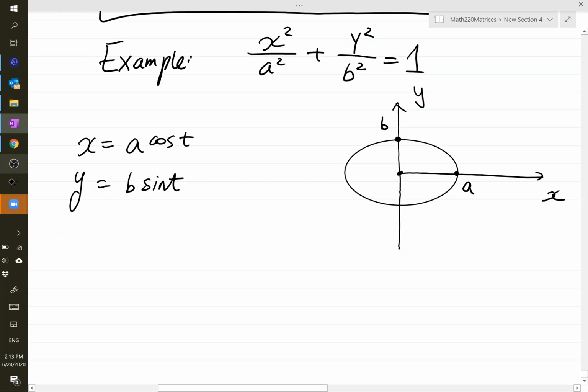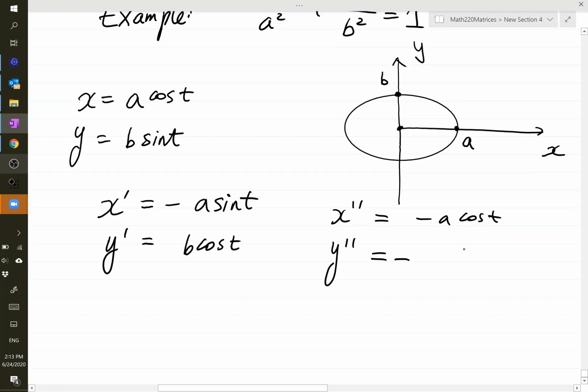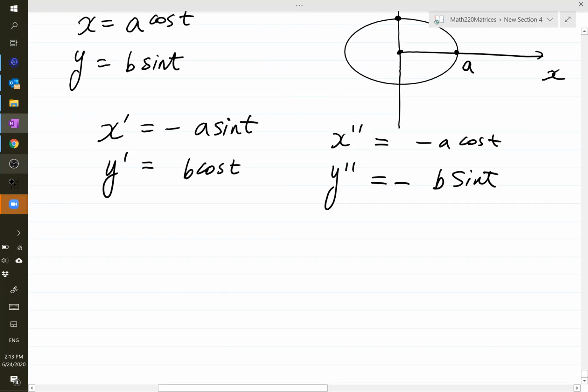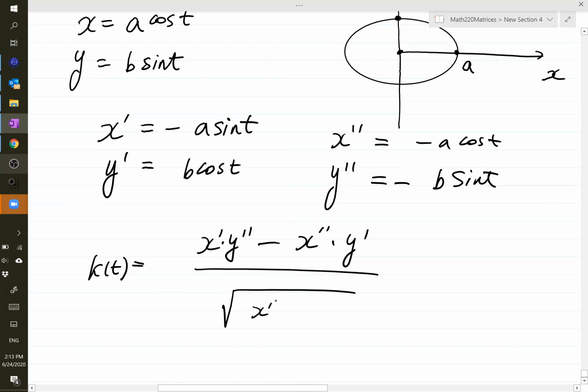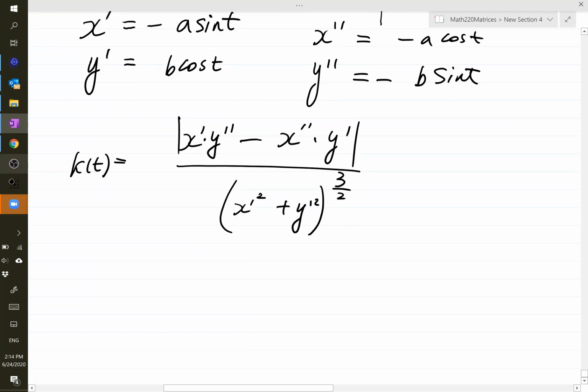Then we can find the curvature at t. Taking derivatives with respect to t, x derivative is negative a sine t, and y derivative is b cosine t. The second derivative of x is negative a cosine t, and the second derivative of y is negative b sine t. So the curvature at t is the absolute value of x derivative times y second derivative minus x second derivative times y derivative, over (x derivative squared plus y derivative squared) to the power 3 over 2. Plug it in: negative a sine t, and y second derivative negative b sine t.